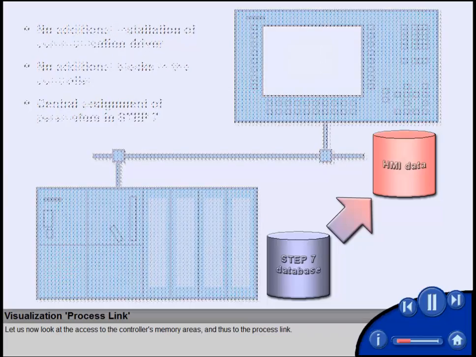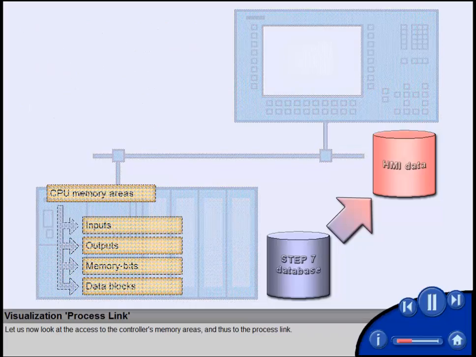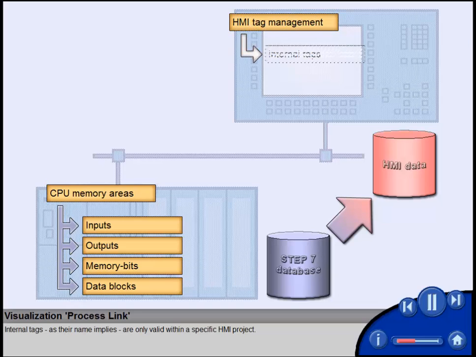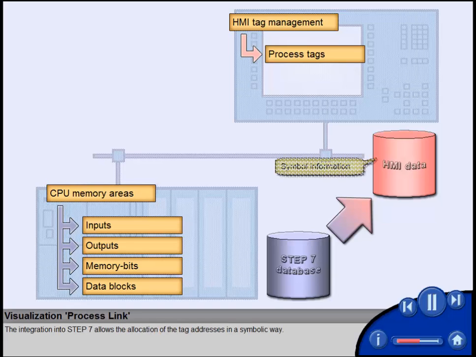Let us now look at the access to the controller's memory areas and thus to the process. In the HMI system, data is transmitted by tags. Internal tags, as their name implies, are only valid within a specific HMI project. Process tags, on the other hand, do the real mapping of the controller's memory. The integration into Step 7 allows the allocation of the tag addresses in a symbolic way. The use of Step 7 symbols provides more clarity and reduces the risk of input errors.